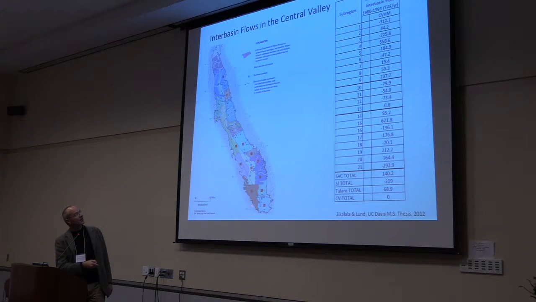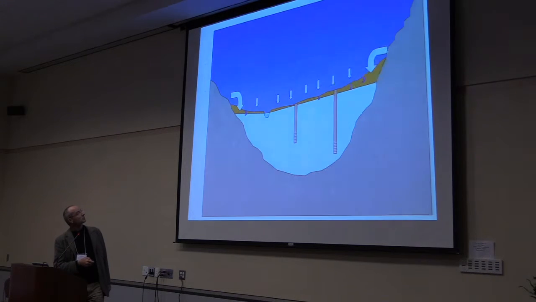And if you look at the Central Valley, there are a couple of groundwater models that we now have for the Central Valley, and both of these models show that the exchanges between these groundwater subbasins that we have created within the Central Valley are on the order of tens to hundreds of thousands of acre-feet each year.